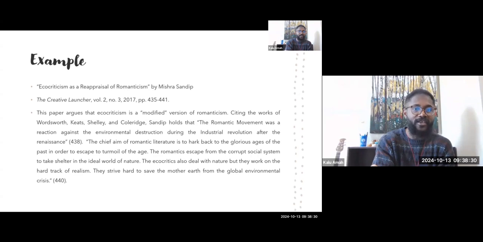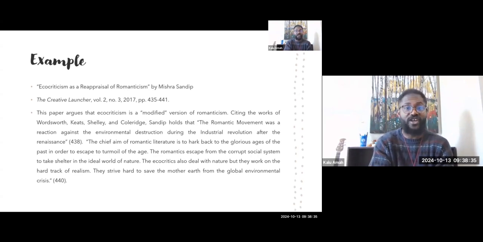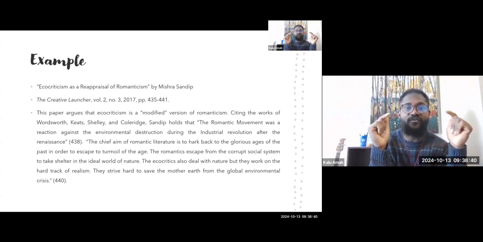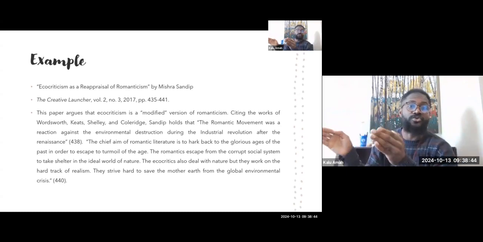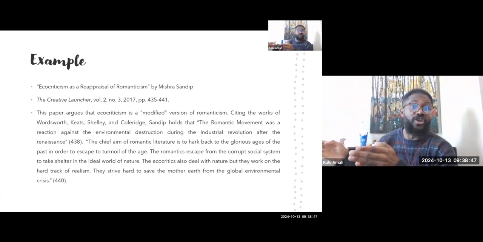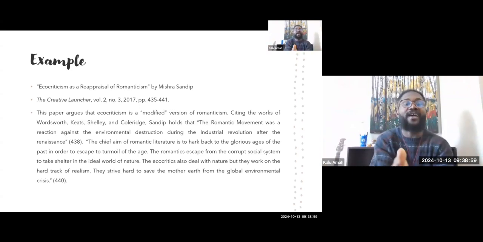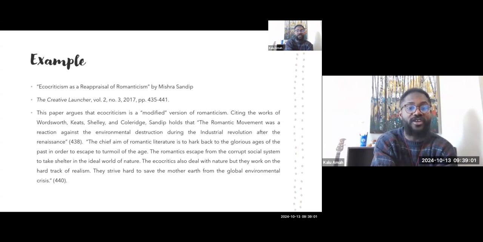So I go ahead by saying that this paper argues that eco-criticism is a modified version of romanticism. If you look at the things I quote, anything that I've quoted is original to the source, original to the secondary source, to the paper, Eco-Criticism as a Reappraisal of Romanticism. So citing the works of Wordsworth, Keats, Shelley, and Coleridge, Sandeep holds that. Then I also had to quote him again and attach the page number, which is page 438. I went ahead to also quote him again.